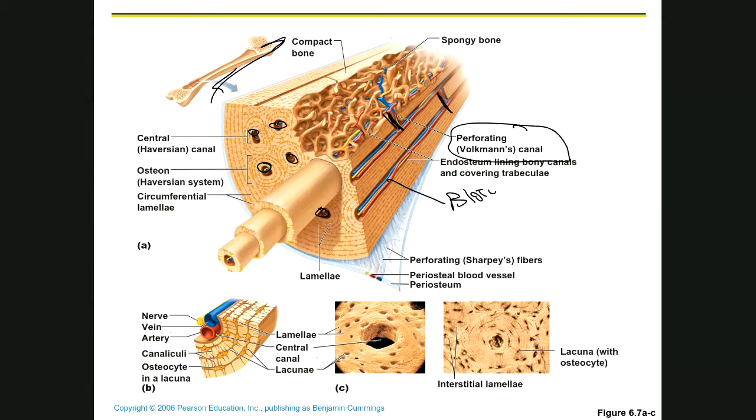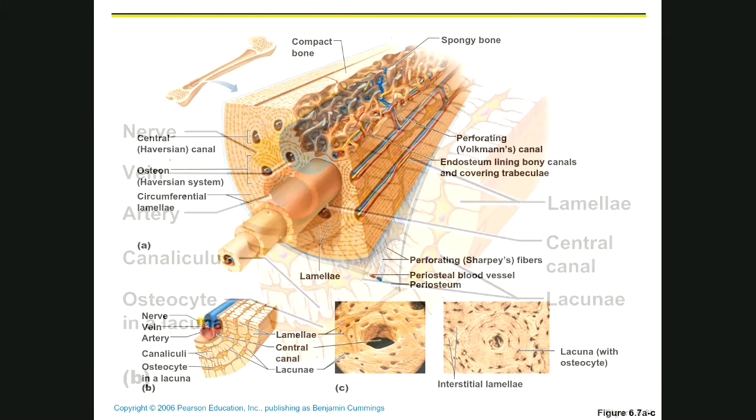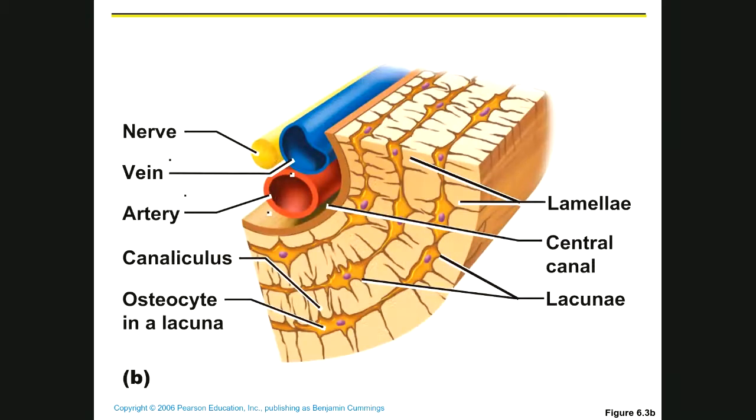If you blow up a central canal, look, it looks like this. There's the blood vessels and the nerves. There's our endosteum that we just finished talking about right there. And then here's the lamellae. And then here's the cells. And then there's the little canaliculi. Make sense to everyone? There's the endosteum. There's our lamellae. And here are the cells. And these are the canaliculi.